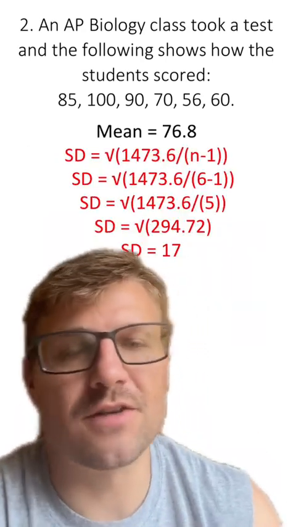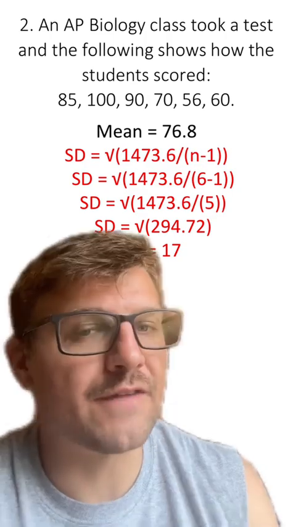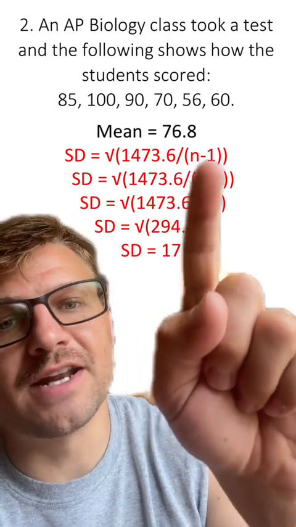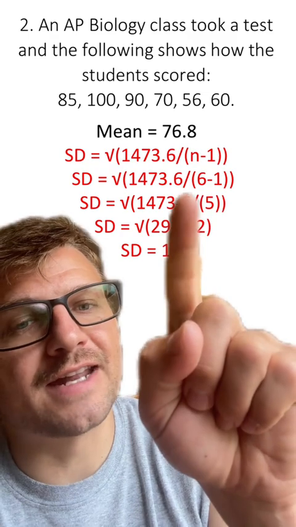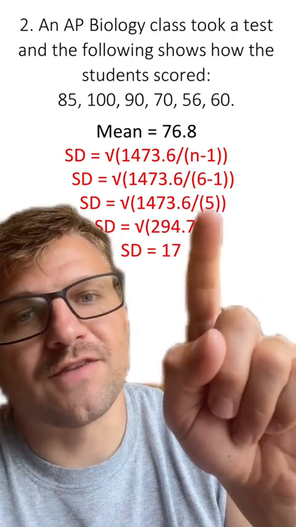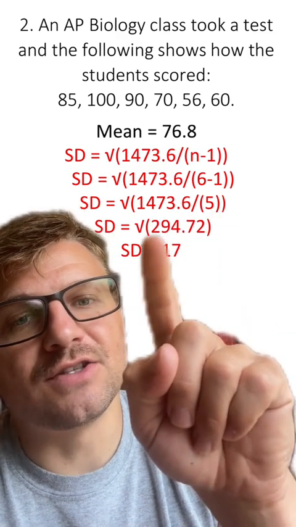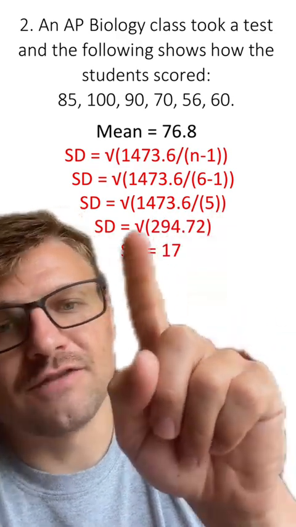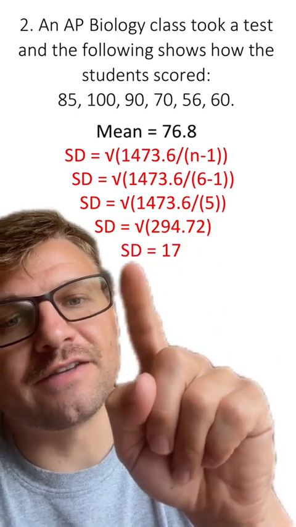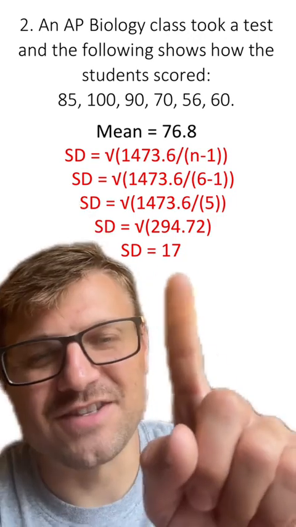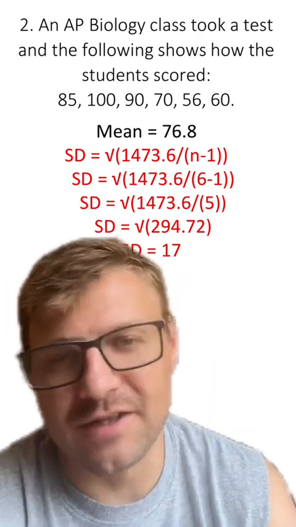Remember, that 1,473.6 number is not the standard deviation. You have to use that number and divide it by n minus 1, which is the number of data points again. That is 6. So 6 minus 1 is 5. 1,473.6 divided by 5 is 294.72. If you take the square root of that, you get the standard deviation, which is 17. Again, if this number is just a little bit off, it's because we rounded differently, which is okay.